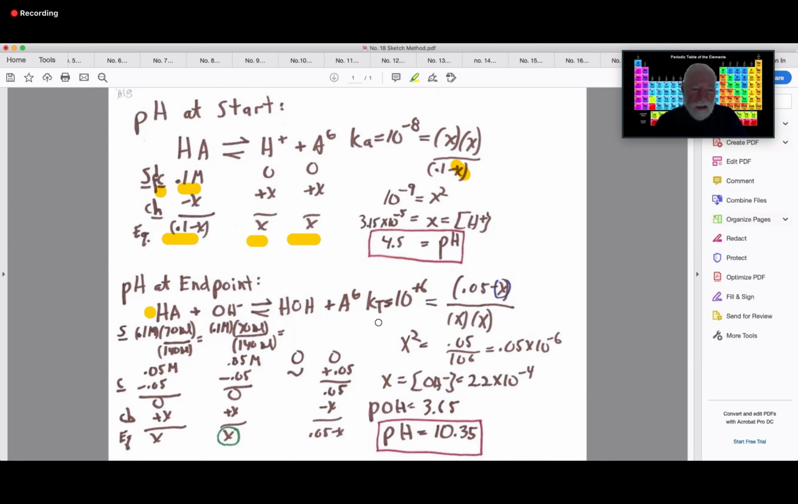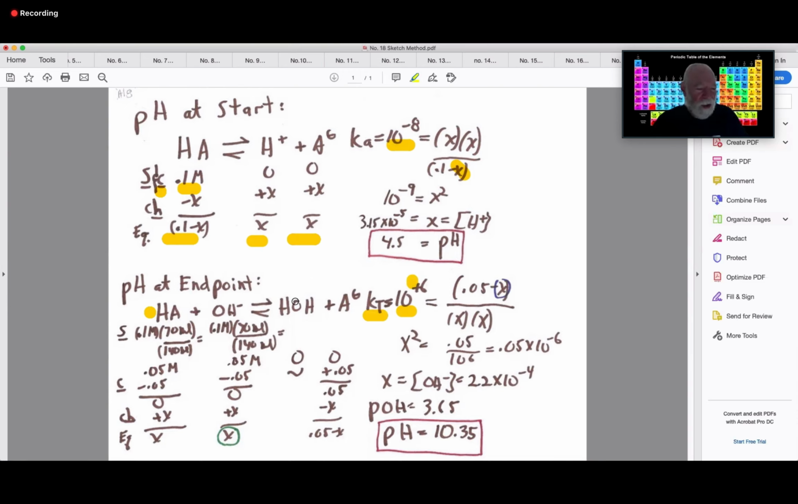Okay, and I didn't show the math on this, but again, how do you get the K sub T? Think alphabetically. It's K sub A over K sub W. So if K sub A is 10 to the minus 8, that would be 10 to the minus 8 divided by 10 to the minus 14, which ought to be 10 to the positive 6. And double check, titration reactions always have a positive K.